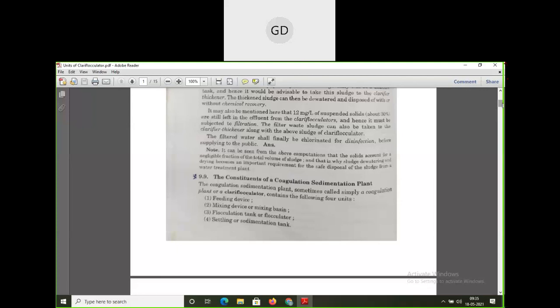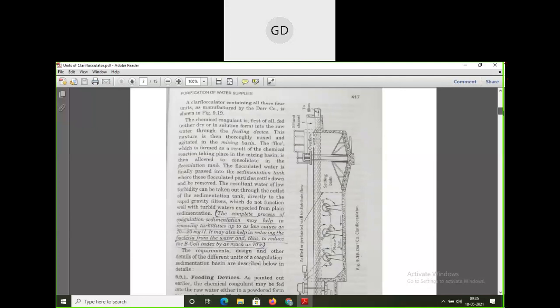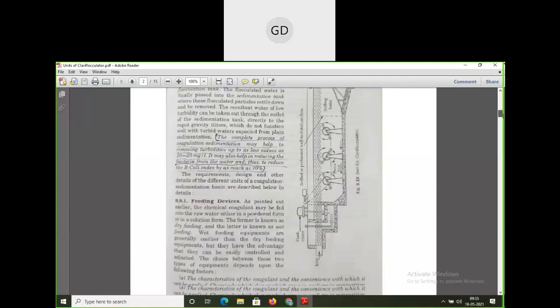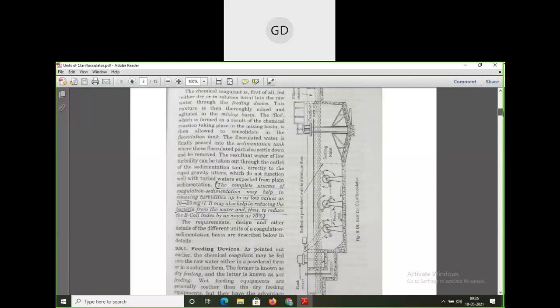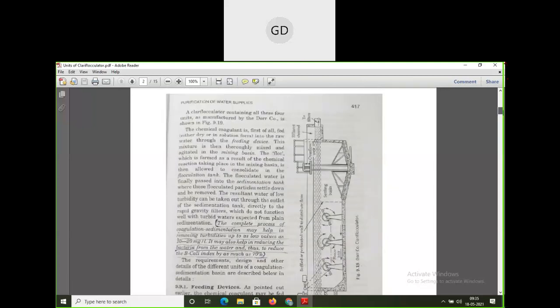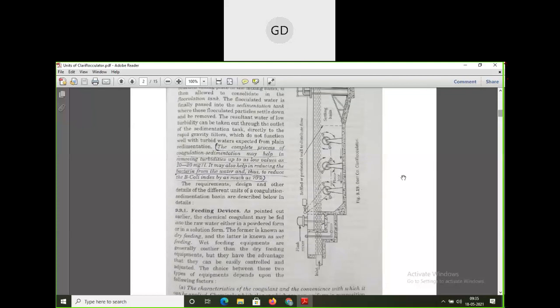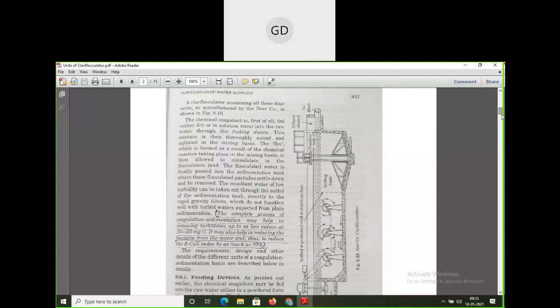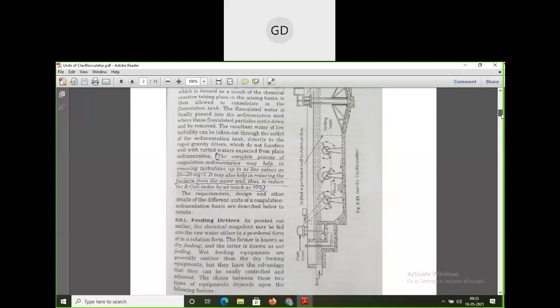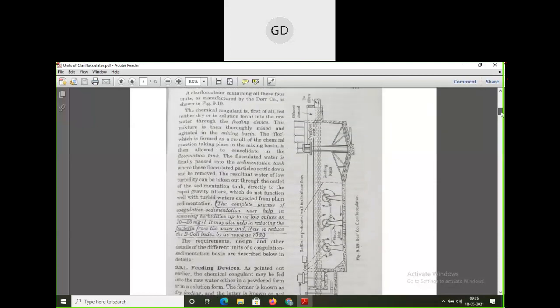Now we will see what actually happens in all these 4 units. You can see this diagram. This diagram is your Dorco clariflocculator. It is manufactured by a company known as Dorco. If it is horizontal, you could see the different units: this is the inlet, then these are flocculators, these are settling basins, and these are baffle walls, which we will all see. As a whole, the clariflocculator looks like this, and the different units all have different mechanisms.